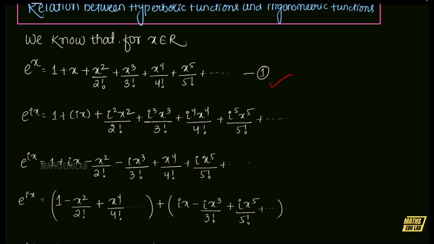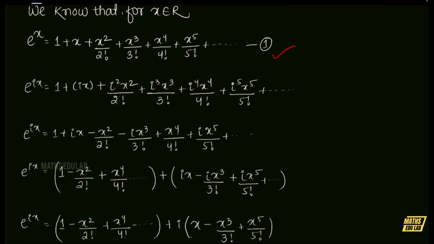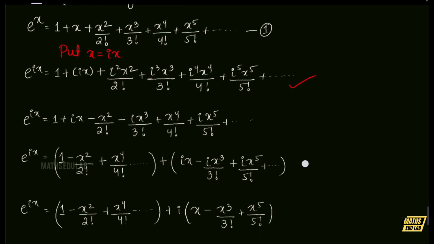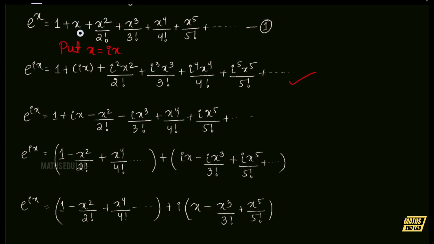In this equation, if you see the second one, the difference is that I have replaced x with ix. So here write it as: put x is equal to ix. After substituting the value of x as ix, I got this equation. I just replaced the values of x in equation 1 with ix.